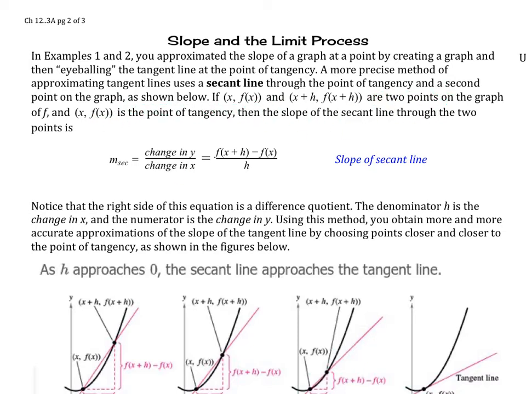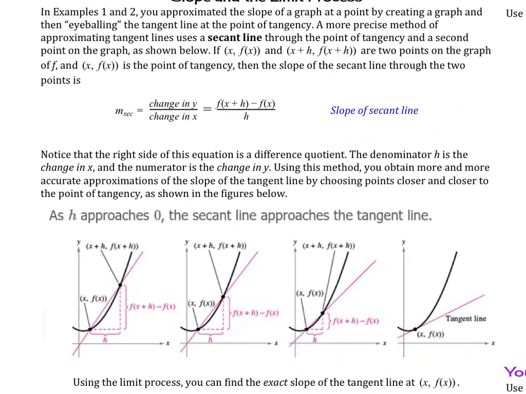And then just to go through what this looks like, the slope of a secant line. So the slope of the secant equals the change in y over the change in x. And we're looking at this equation here. So that should look very similar to you, hopefully, like the difference quotient. So notice that the right side of this equation is a difference quotient. The denominator h is the change in x, and the numerator is the change in y. Using this method, you obtain more and more accurate approximations of the slope of the tangent line by choosing points closer and closer to the point of tangency.